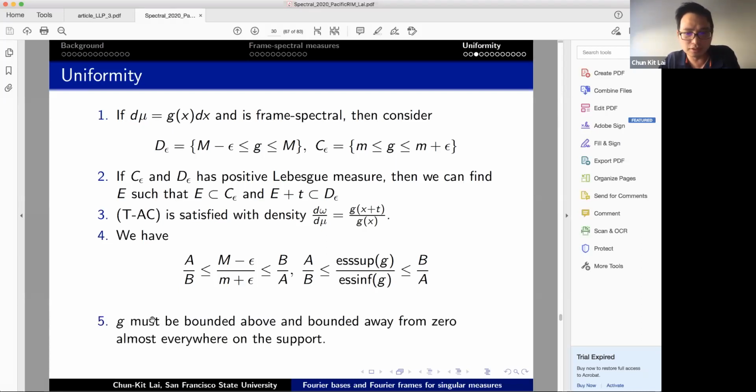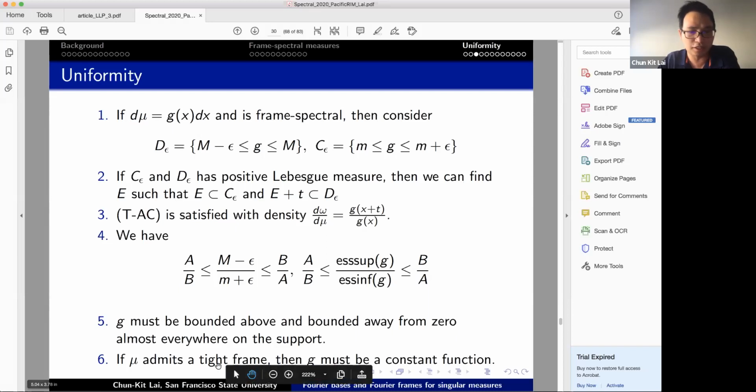So what it means is this provides the proof of the characterization of absolutely continuous measure. So the G(x) must be uniformly bounded above and bounded away from 0. And it actually says a little bit more. If I make it a spectral measure, A equals B, or you admit a tight frame, A equals B. So sup and inf have to be equal. It has to be a constant density in order to admit a tight frame or a spectral measure or an orthonormal basis. So that means if the measure has a non-constant density, you would not expect to have any orthonormal basis. So that's the other application.